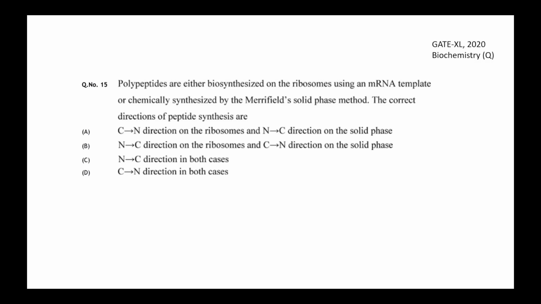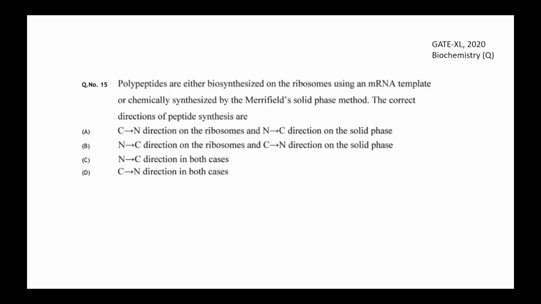Okay, so this is the first question which I have taken. This is question number 15, which appeared in the 2020 biochemistry section of GATE Life Sciences. The question asks that polypeptides are either biosynthesized on the ribosomes using an mRNA template or chemically synthesized by Merrifield's solid phase method. The correct directions of the peptide synthesis are?